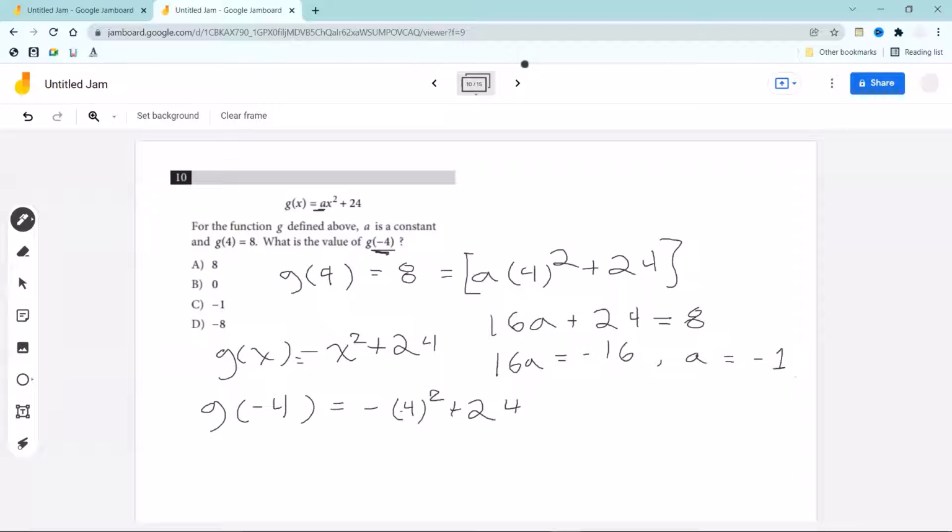Keep in mind that you're squaring the whole of negative 4, right? The minus signs will not cancel. So we'll get negative 16 plus 24. And this is question 10.